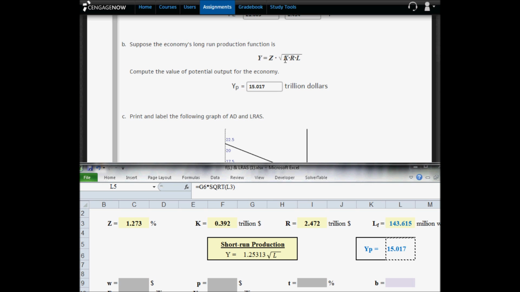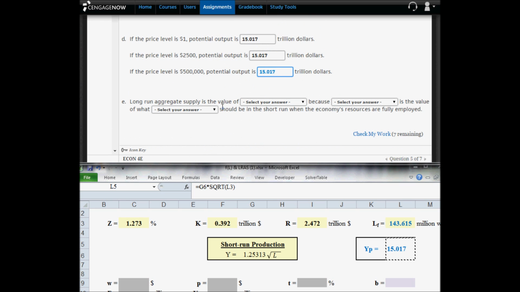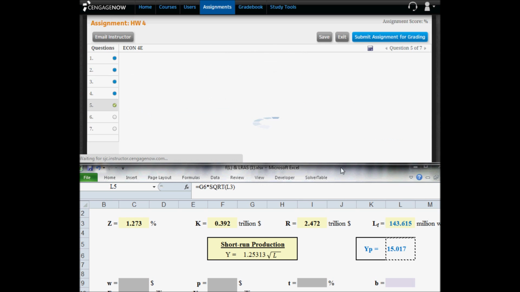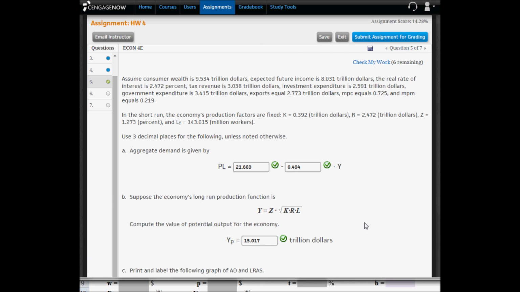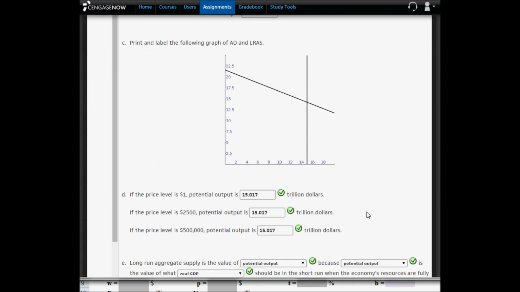Why is that? Again, because the price level does not enter the economy's short-run or long-run production function. Long-run aggregate supply is the value of potential output, because potential output is the value of what real GDP should be in the short run when the economy's resources are fully employed. I'm going to check my work and I should get everything correct. And it looks like I got everything correct.